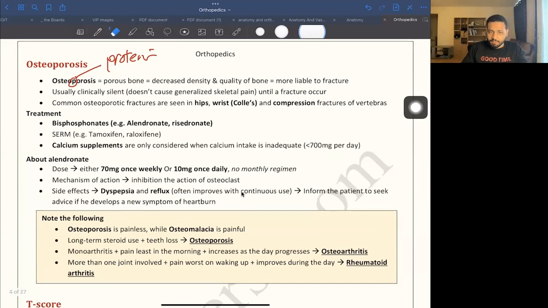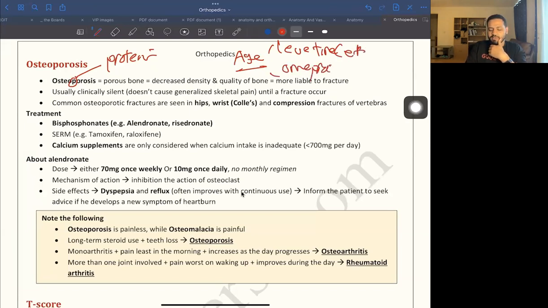So osteoporosis is a problem with your protein deposition in the bone, and your bone will be more liable to fracture. There are multiple risk factors for osteoporosis. Age is the most important, and some drugs. The two things that I remember very well are levetiracetam, the anti-epileptic medication, and omeprazole. Okay, these are two very important medications, and obviously the cortisone as well does increase the risk of having osteoporosis.